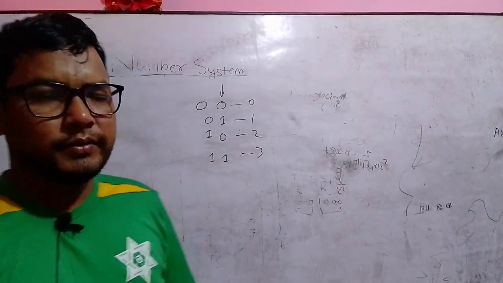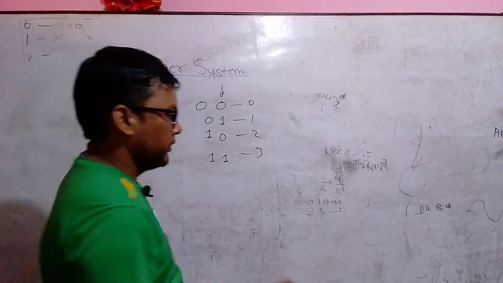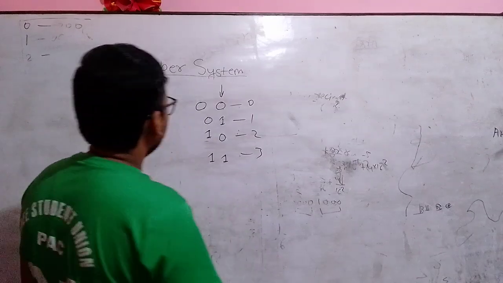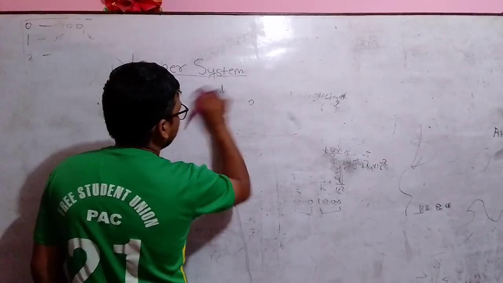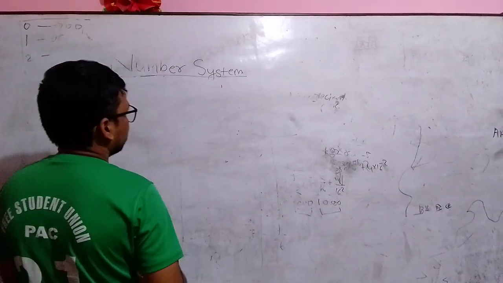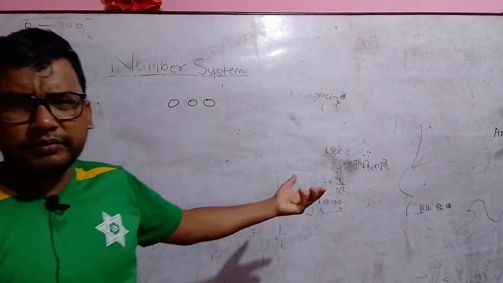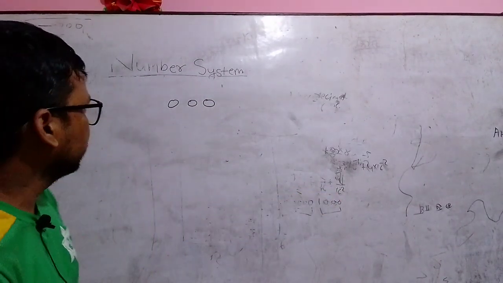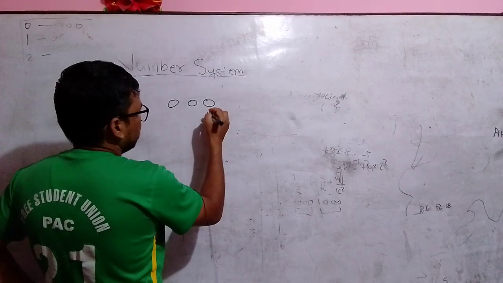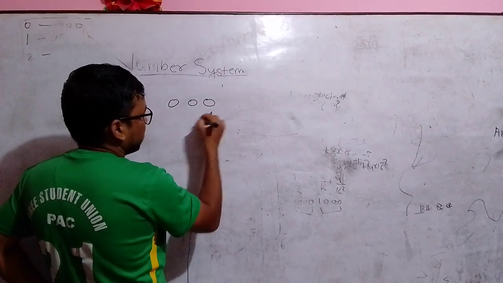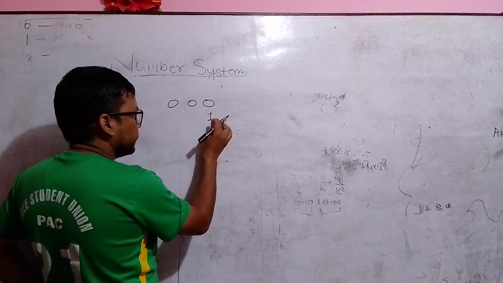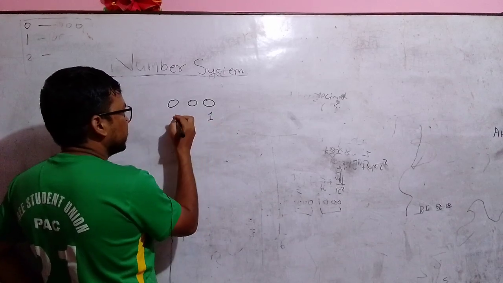Now similarly, how to perform the binary counting made up of 3 digits. Now look at here, 0 0 0. Every counting begins from 0. Now 0 0 0, 0 is converted into 1. If 0 is converted into 1, then the remaining digits stay the same.